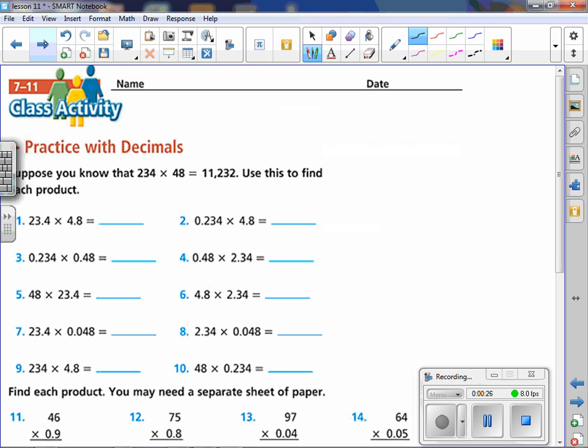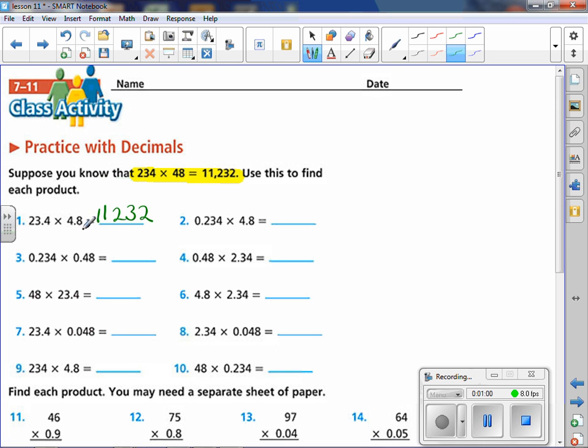Okay, so starting out here, we're on our information down here, and if we know this information up at the top, we know for a fact that 234 times 48 is 11,232. So we're going to use that information just to help us answer these questions. But basically what we can go through and do is think about that number is going to stay the same. And I'm not putting that comma in there because that's going to change.